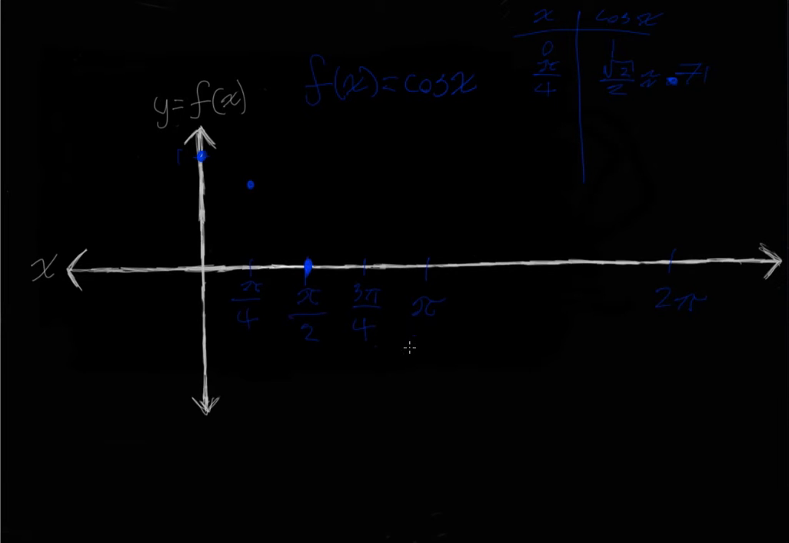Now we go another pi over 4, 3 pi over 4. I think I'll just go to pi and then fill in the rest, because I think you'll start to see the pattern. So 3 pi over 4, that's going to be another pi over 4.